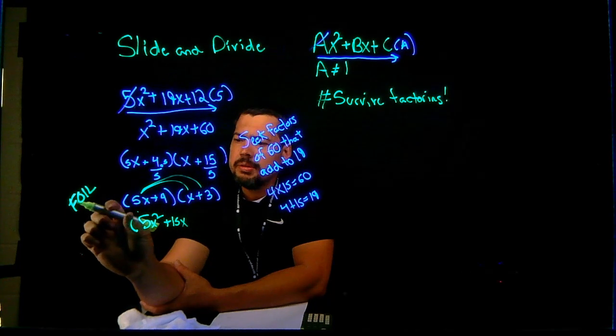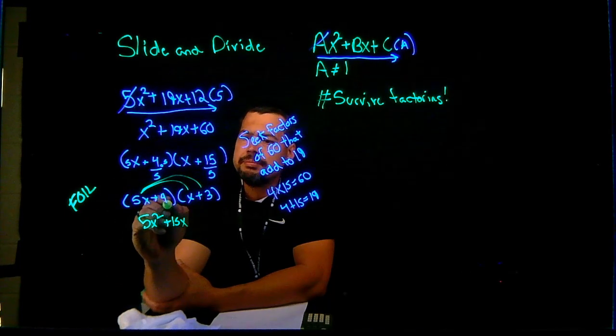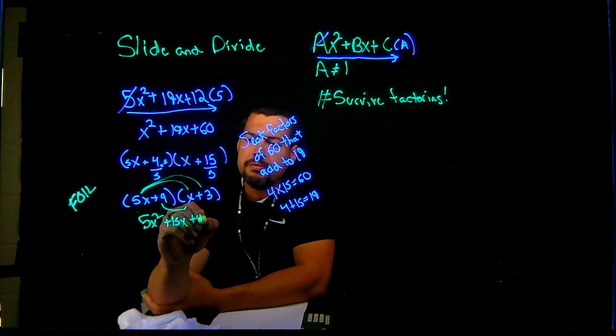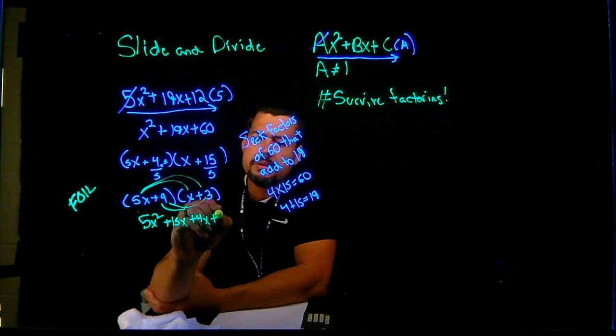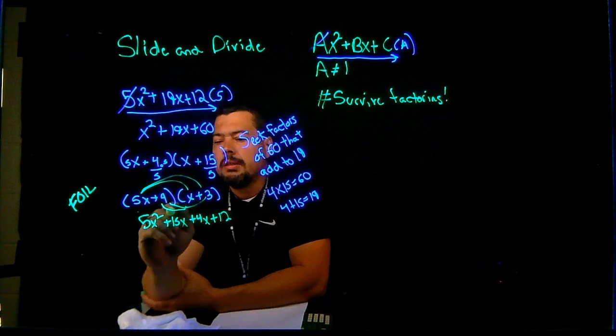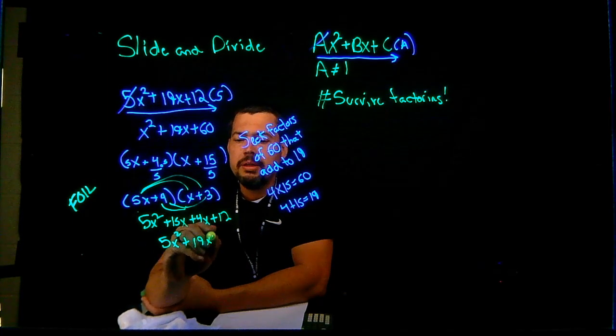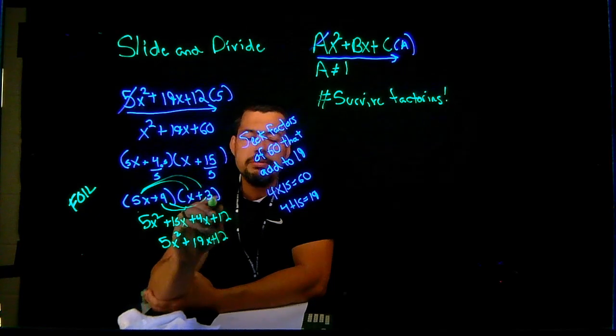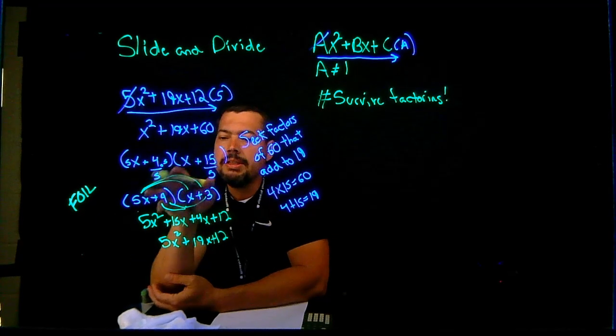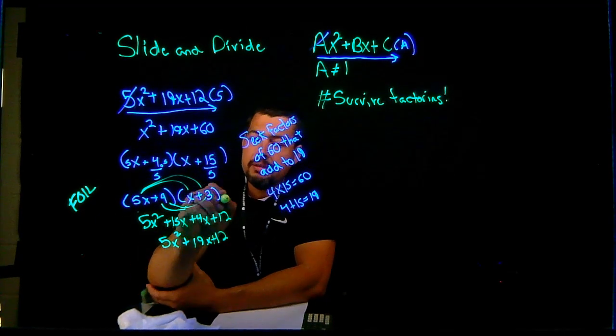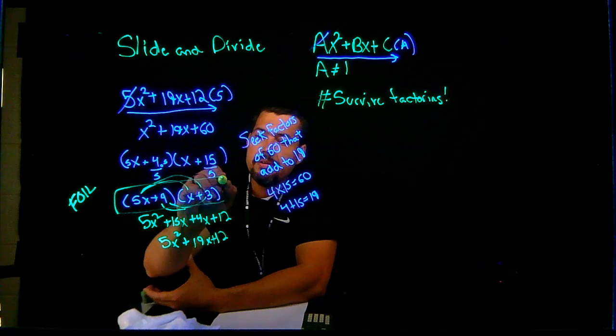Don't know why I got the parentheses there. You have to forgive me. I'm a little sick still. 4 times x is plus 4x, and 4 times 3 is plus 12. Putting everything back together, we have 15x and 4x, which is 19x, and plus 12, which matches our original trinomial. So it did work. And our complete correct factorization is this guy right here.